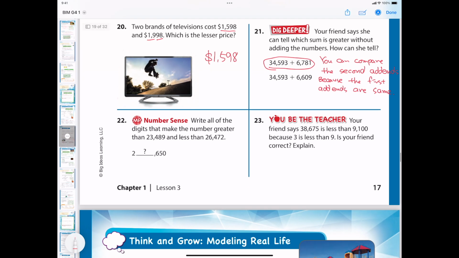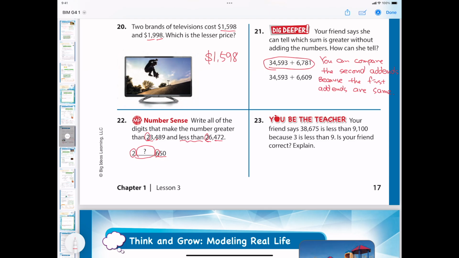Write all of the digits that make the number greater than 23,489 and less than 26,472. All right, let's see. These ten thousands place are equal, right? But then we need to pick these thousands place and compare these hundreds place. 600 is greater than 400, okay, for both.